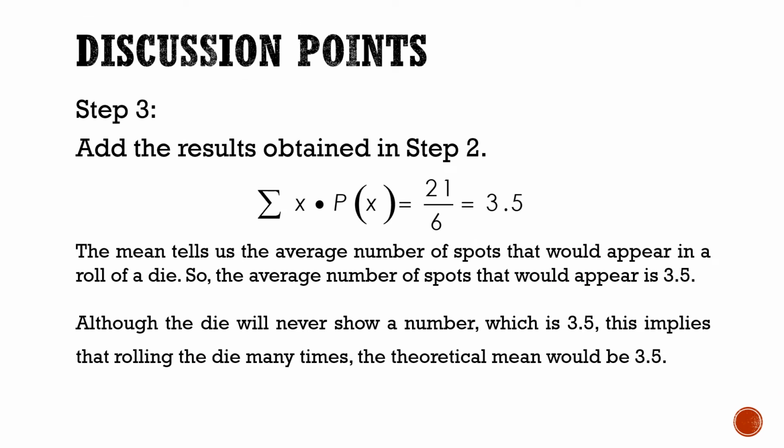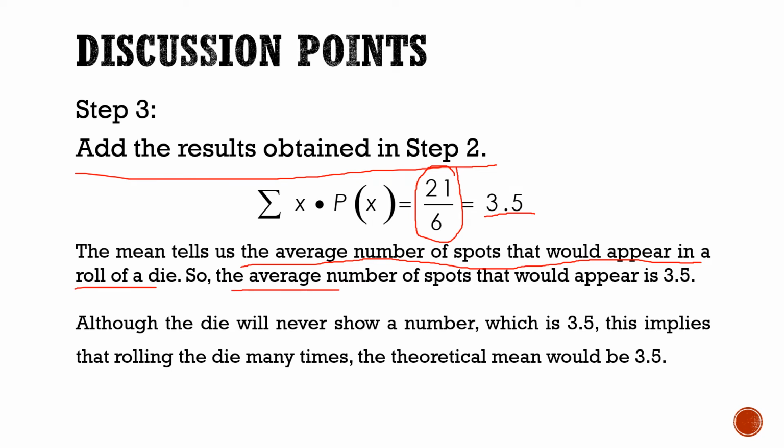So for step number 3, add the results obtained in step number 2. We simply get the total or sum of all the values under your third column. That will be equal to 21/6, or if we convert this fraction to a decimal, that will be equal to 3.5. So the value of the mean for this illustrative problem is equal to 3.5. The mean tells us the average number of spots that would appear in a roll of a die.